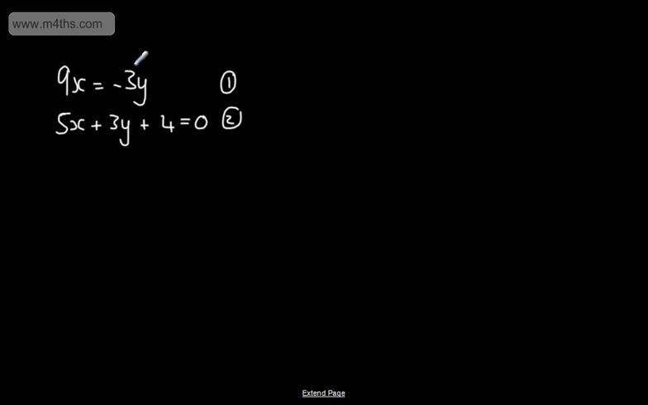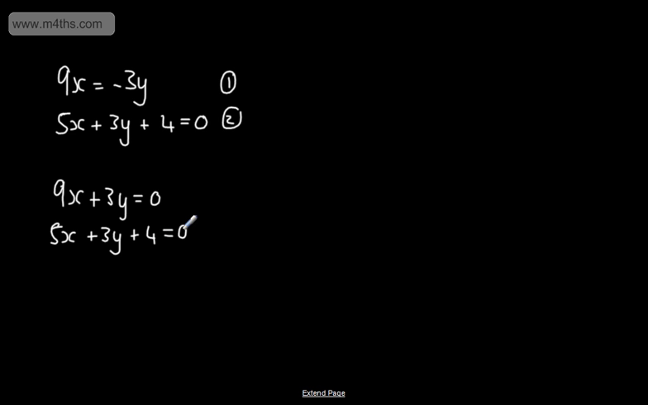Let's say I've got now 9x is going to be equal to negative 3y, and then let's say we've got 5x plus 3y plus 4 is equal to 0. So we'll call this one equation 1 and this one equation 2. We've got lots of different choices here. What I could do at this stage is simply rearrange. So if I rearrange, I've got 9x plus 3y is equal to 0. I've got now 5x plus 3y plus 4 is equal to 0.